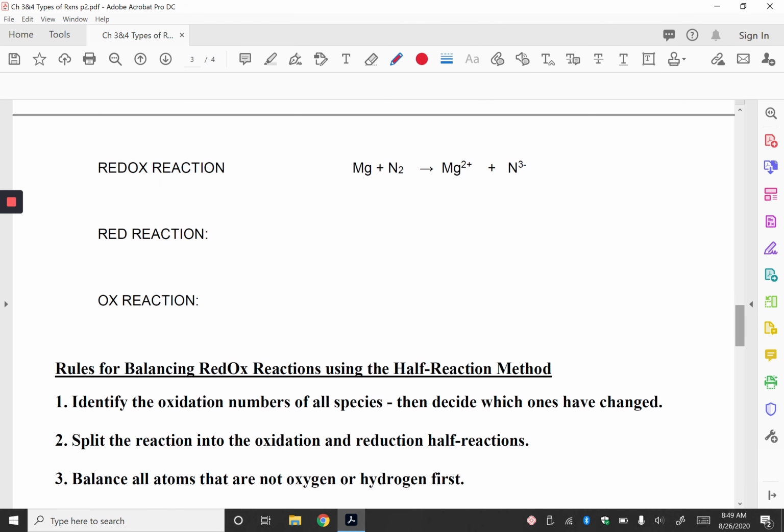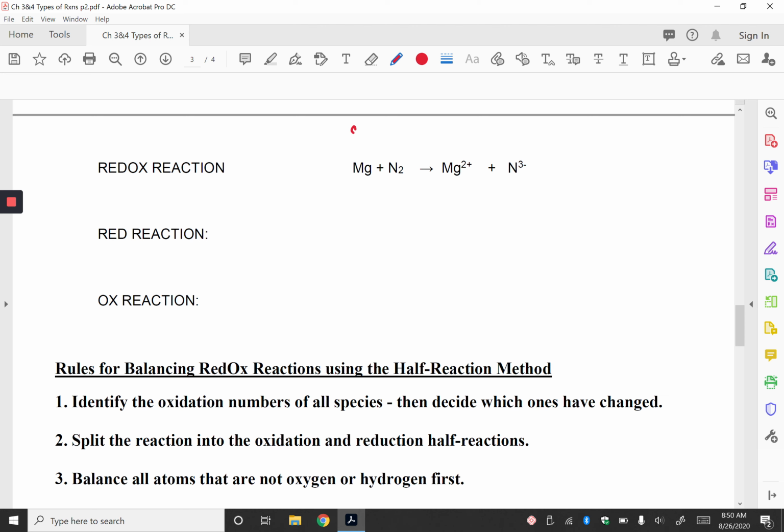All right, so let's look at a redox reaction. So we have magnesium reacting with nitrogen to form Mg2+ and N3-. So let's figure out if this is a redox reaction. I mean, obviously, if it's here, it's probably a redox reaction, but let's figure out how you would know that on the AP exam. So what you would do is you would look at each of these elements that you have. So we have magnesium and nitrogen, and assign the oxidation states for each of them.